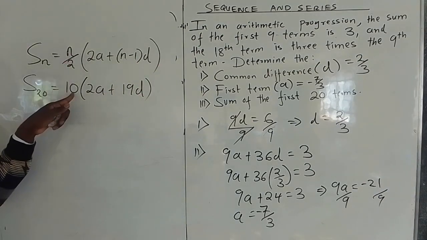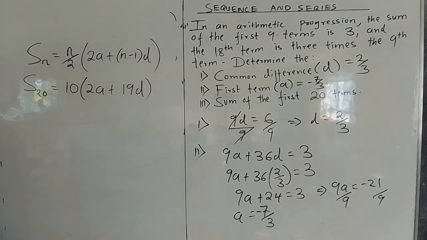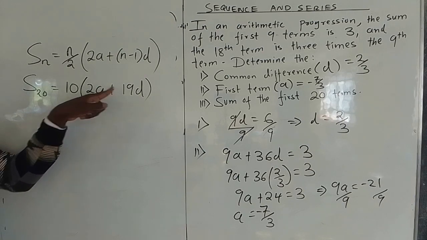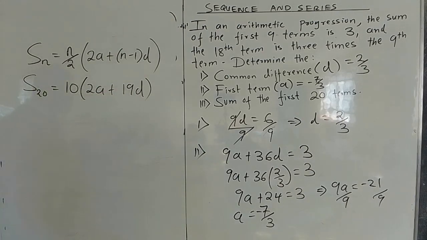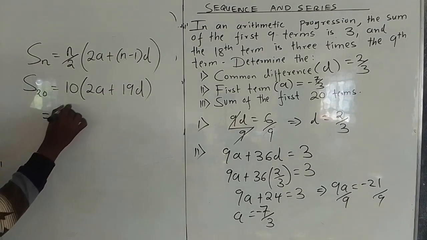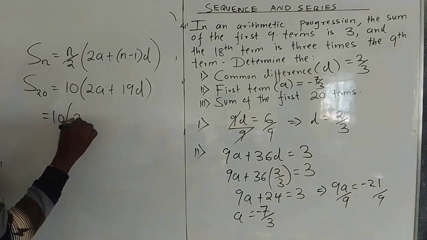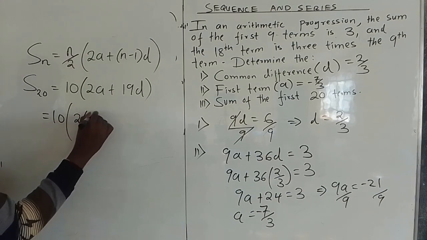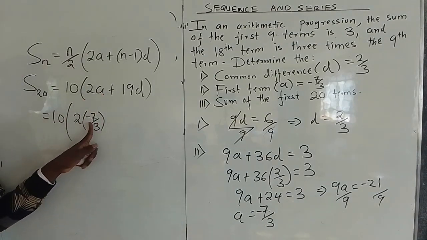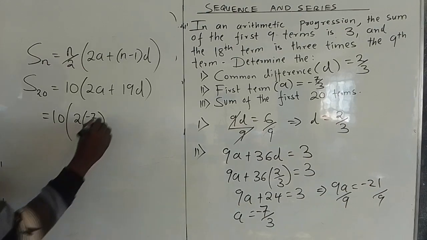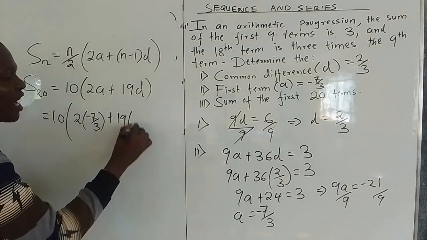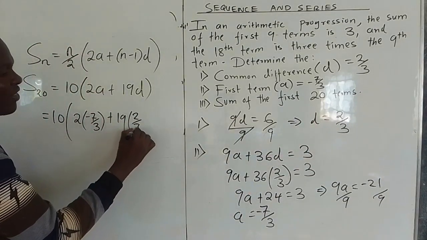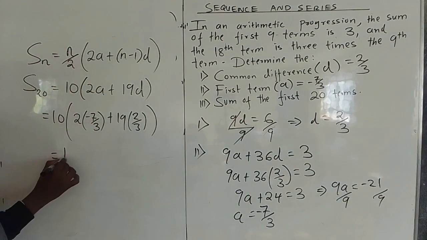Add 20 over 2, you get 10. 20 minus 1, you get 19. So the sum of 20 terms is given by this. For you to get it, you simply substitute the value of A and the value of D. So that will be 10 in bracket 2 times A. What did you get to be the value of A? Negative 7 over 3. 2 times the value of A. You are doing substitution. Then plus 19 times the value of D. What did you find to be the value of D? 2 over 3. So can you deal with those smaller brackets first?